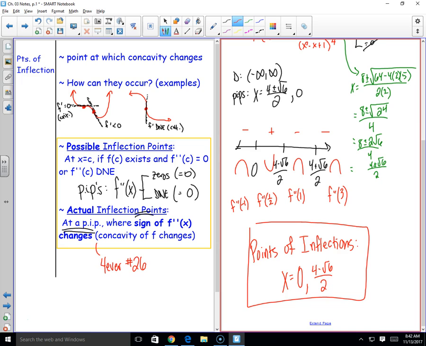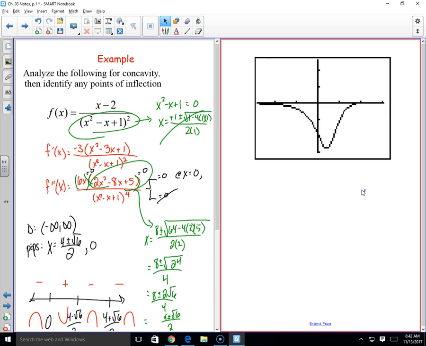But to find points of inflection, we have to find the second derivative. This was to prove to you some second derivatives are nasty, some are easier. But find the PIPs, make a sign chart, all from the second derivative. And we end up with an inflection point at 0. Here we go, concave down to concave up. And then at 4 minus root 6, a little bit less, concave up to concave down, and that's it.